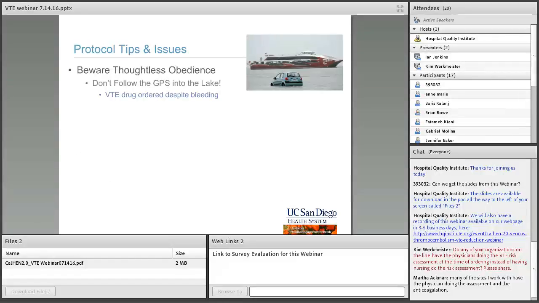Let's talk about some pitfalls with protocol design. One thing is thoughtless obedience. This is a picture of a car where the driver decided to follow their GPS to the letter, and they just took the instructions to heart and they tried to drive out into that lake. It's not doctored. This is a real picture. If you Google it, you can find that there's a whole bunch of these examples where people have gone off bridges or done other crazy stuff because of the directions from their GPS.